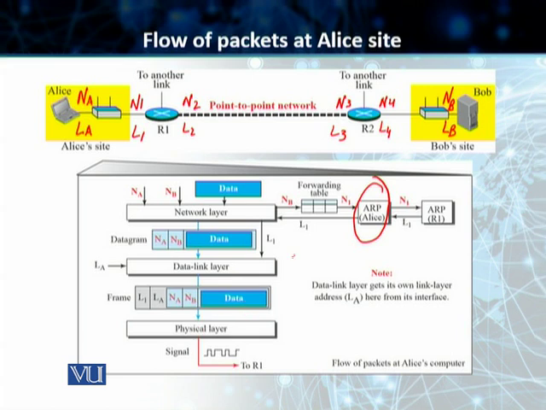Students, in the case of data link layer, as you can see, data link layer gets its own link layer address from its interface, and it sends the data using the IP address of itself, which is the host, IP address of the destination, which is Bob's IP address. Then you've got the link layer address of the source, which is LA, and the link layer address of the next node, which is your router R1. And this frame, it gets converted to electromagnetic signals, and it gets transmitted to R1. This is what happens to start with at Alice's site.